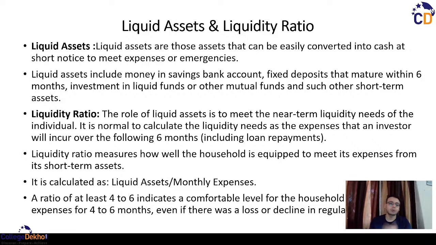Right. So the most liquid asset is cash, because ultimately you must have cash with yourself. Liquid assets are those assets that can be easily converted into cash at short notice to meet expenses or emergencies. Liquid assets include money in a savings bank account, fixed deposits which mature within 6 months, investments in liquid funds or other mutual funds, and such other short-term assets. Then you have the liquidity ratio.